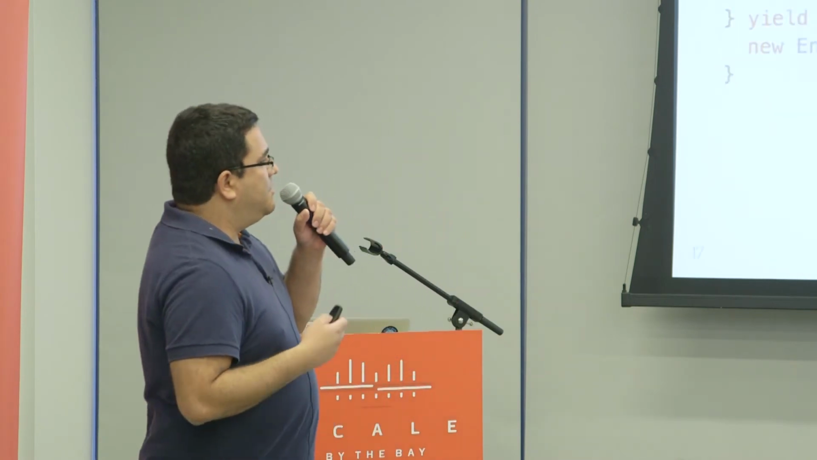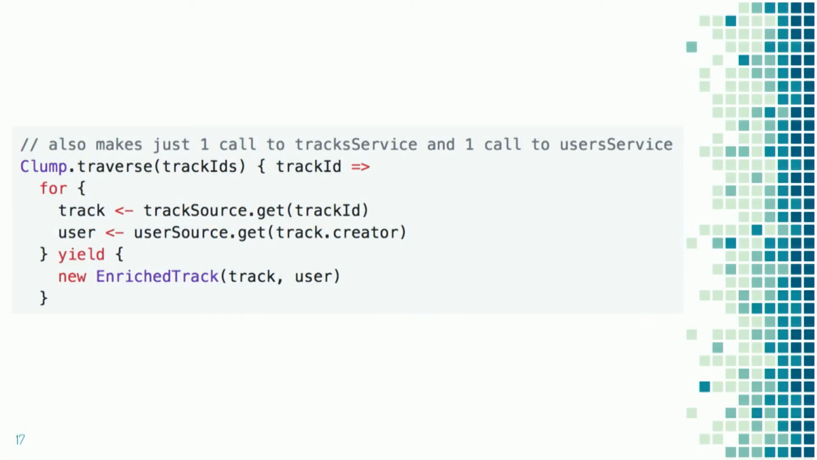The way that we solve this is using arrows. Instead of doing traverse and calling track source, user source, we create an arrow that is a static representation of that transformation. And we use this static representation for building something similar to a flatMap. That saves us a lot of allocations.